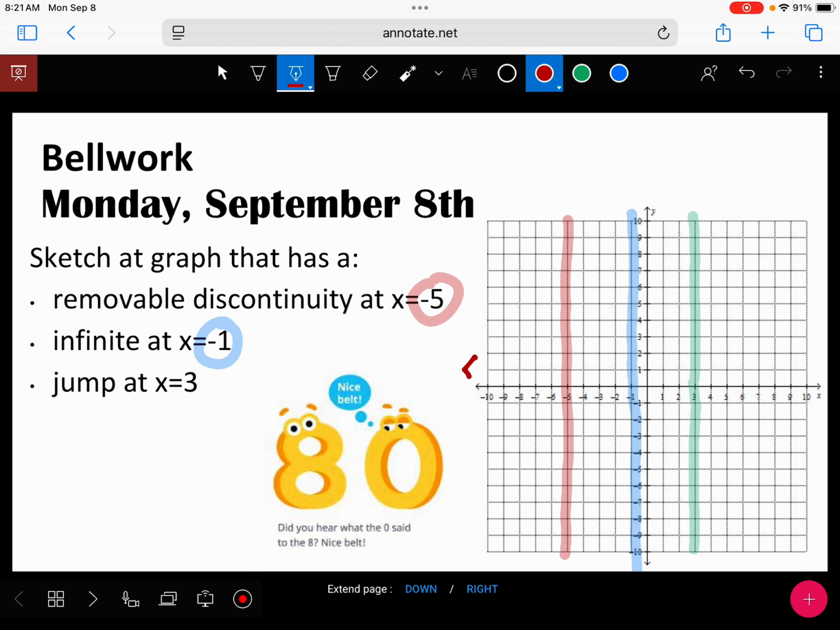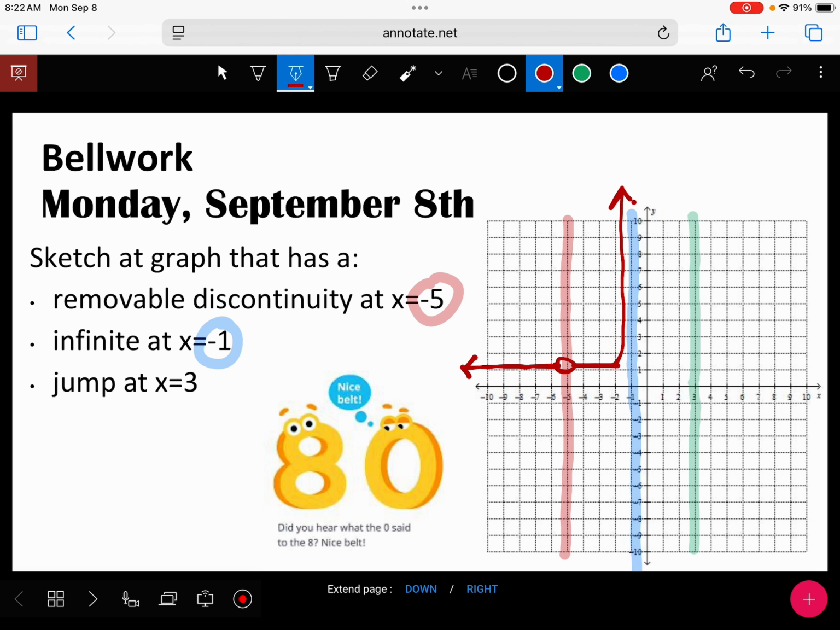It's going to come in, hit this point. It's going to have a hole. It's going to keep going. And when it hits the blue line, it's either going to have to go up to infinity or down. Doesn't matter. I'm going to make it go up. Right at the wall, it needs to go up.